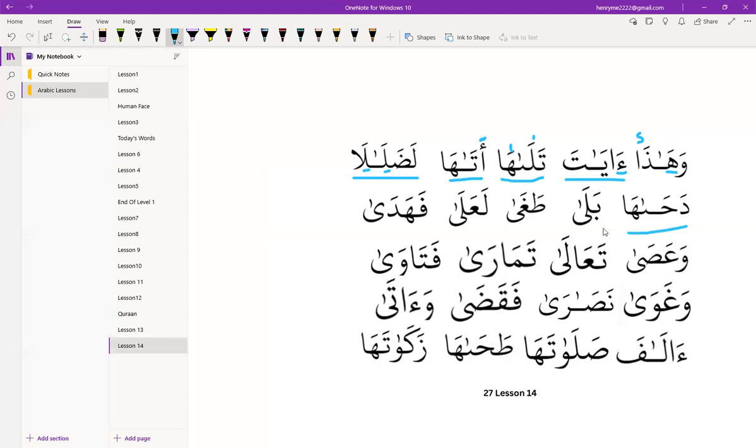The second word, from now on I will read them. I see that you have a baby there. You want to take care of him. So inshallah, I will read them and I will explain.